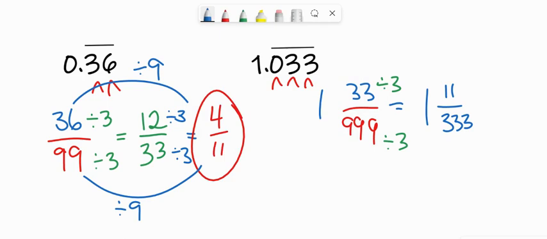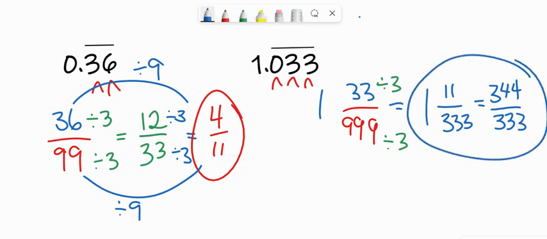And if I wanted to write it as an improper fraction, 333 times 1 is 333, plus 11 is 344 over 333. So again, depending on the form of the fraction is what's going to be your answer. So that's it for today's video.